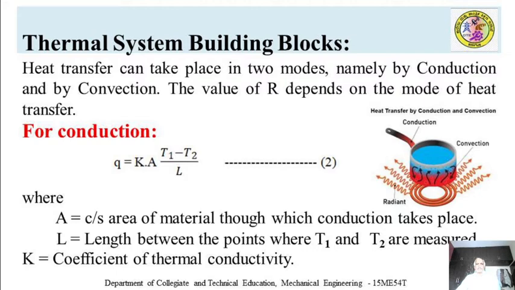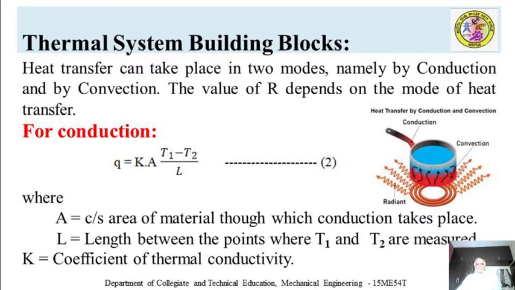Heat transfer can take place in two modes, namely by conduction and by convection. There is also one mode called radiation. Now here we are dealing with only conduction and convection. So the value of R, the resistance, depends on the mode of heat transfer.